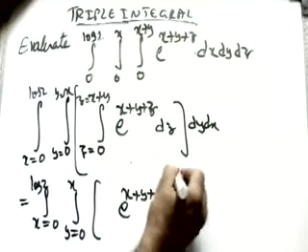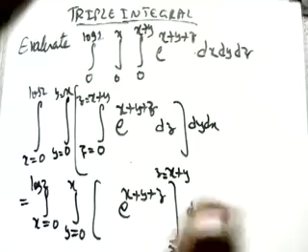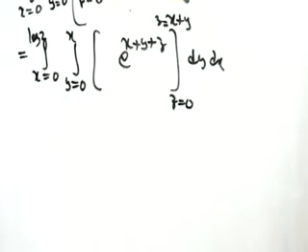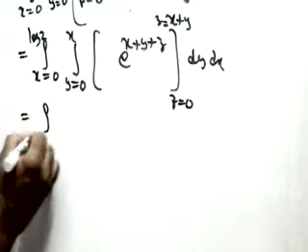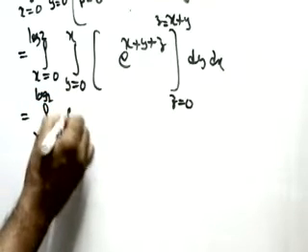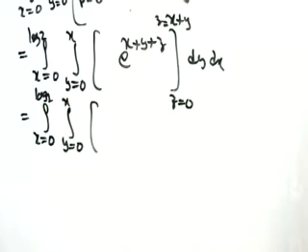Now we have to substitute the limits here. z equals 0 to x plus y, dy dx. Now what is the method here? Upper limit minus lower limit. So let me solve with upper limit minus lower limit. We write like this only. X equals 0 to log 2, y equals 0 to x.